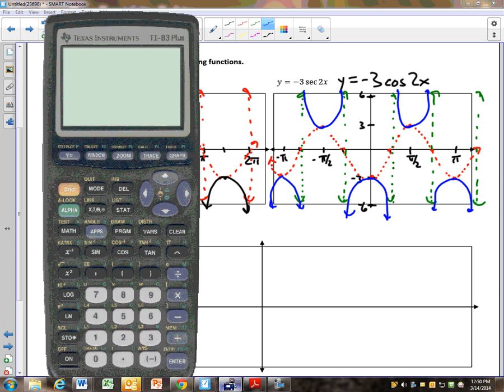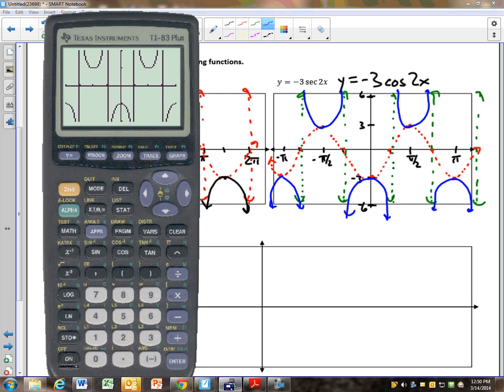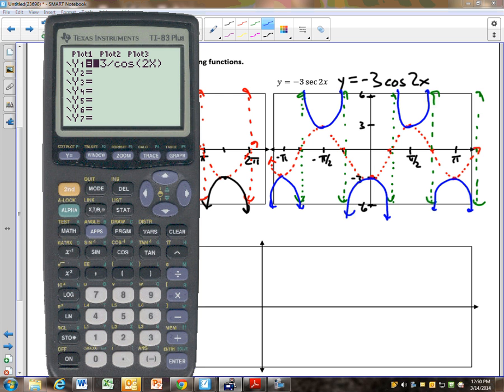And now is where I get to show you this. Do you have a button for secant on your calculator? You don't. And so when I go to graph this, I have to type it in like this. -3 divided by cosine, because secant is 1 over cosine. So I do -3 over cosine of 2x. Because -3 is not reciprocal. I don't have a really good explanation for that right now.